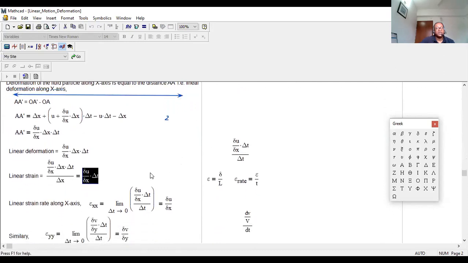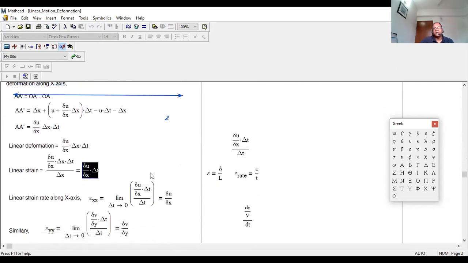Now, if you would like to figure out the strain rate, that means there is a t.